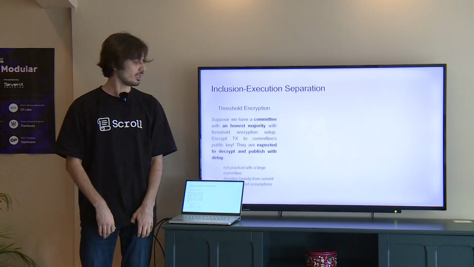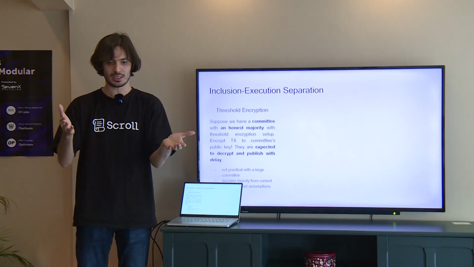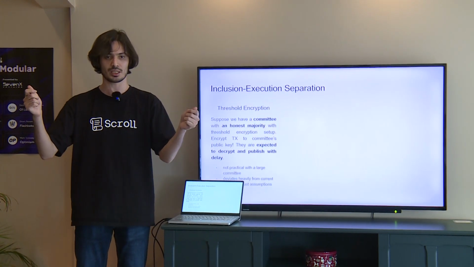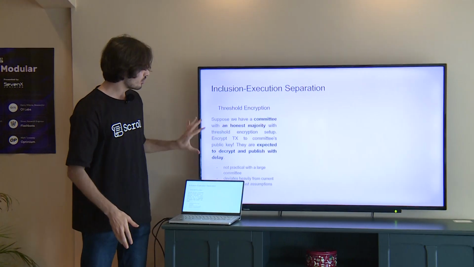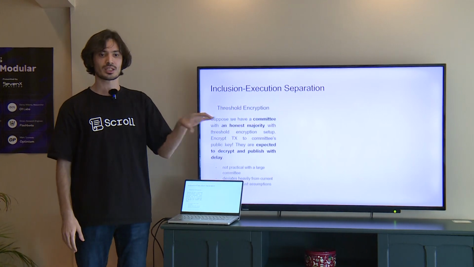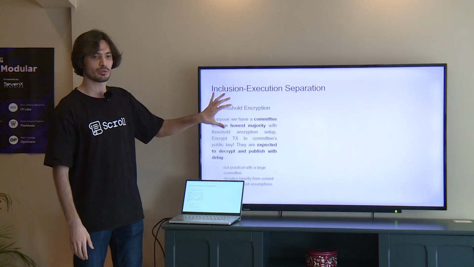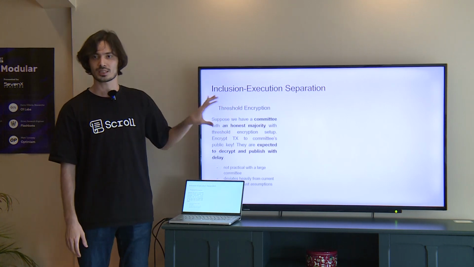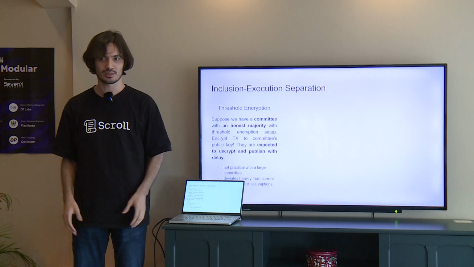The threshold encryption approach is that we have a committee of people. They have some public key. We encrypt to the public key, and they have shares of a private key that they can come together and decrypt the encrypted transactions. And we should trust this committee to do the decryption. We have a heavy trust assumption on this committee to be live and honest and stuff like that, which is not something that we can do on Ethereum, obviously.